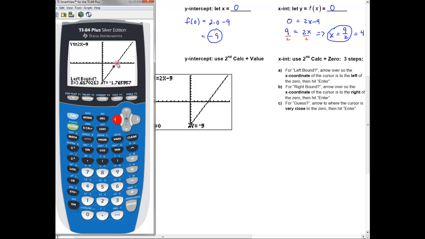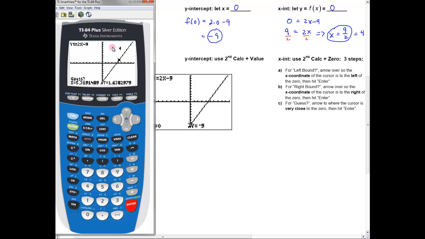I know in this case the 0 is 4.5, so I need my x to be on the left-hand side of that, which in this case on the graph you're going to be below the x-axis. So I hit enter, and notice that it puts a little arrow there. So you've just told the calculator to start looking for your x-intercept right there, and now it switches and asks you for a right bound. So I'm going to arrow over on the right-hand side, which means my x has to be bigger than 4.5. So you can see that now that puts me above the x-axis as far as the graph.